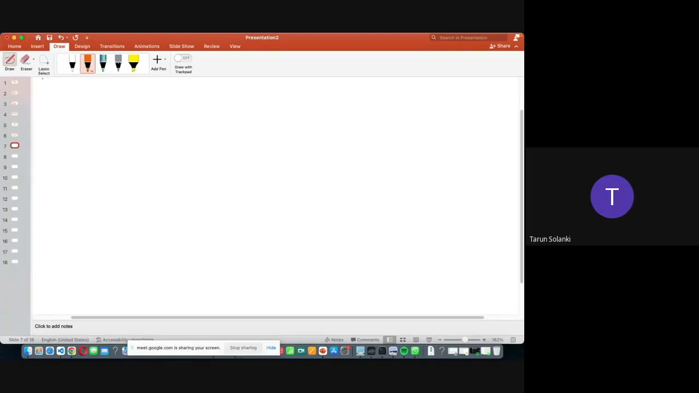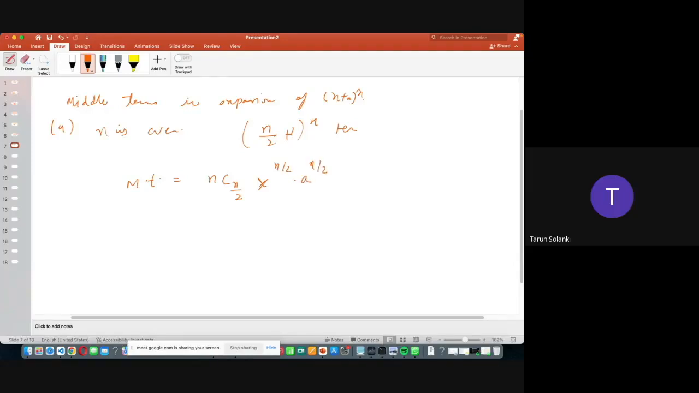Next is the middle term in the expansion of (x + a)^n. Okay. So here we can say, the first case, if n is even, then it becomes the (n/2 + 1)th term. So the middle term will become nC(n/2) x^(n/2) a^(n/2).